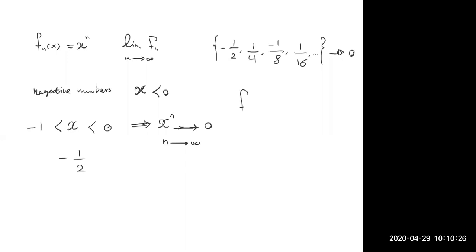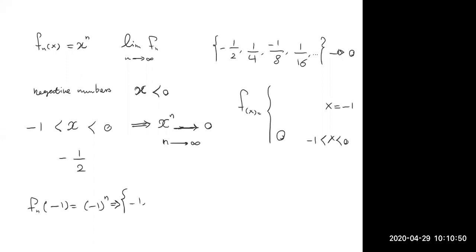So f of x, which we are looking for, if x is between 0 and -1, it is 0. What if x is -1? If x is -1, fn of -1 is equal to (-1) to the n. So this gives us a sequence like -1, +1, -1, +1, etc. And it is not convergent again. So again, there is no limit here.